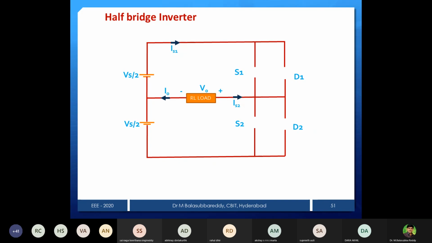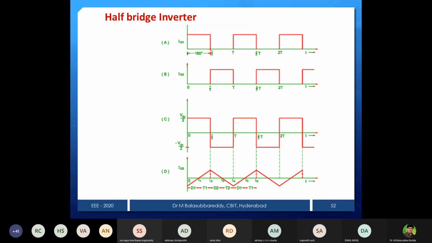Once energy is completely dissipated, all the devices will be open. Again, if you fire T1, output will be Vs by 2 and then the inductor will store the energy, and then once T1 or S1 is off, D2 will automatically conduct like that. All the sequence will repeat. This is the waveform given as a firing pulse. This is all the things we need to do in the lab.